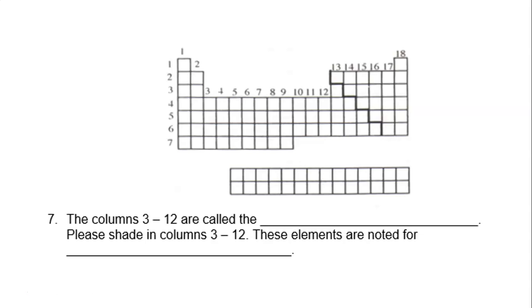Column numbers 3 through 12 are known as the transition elements.